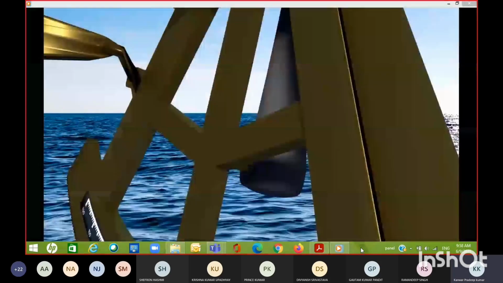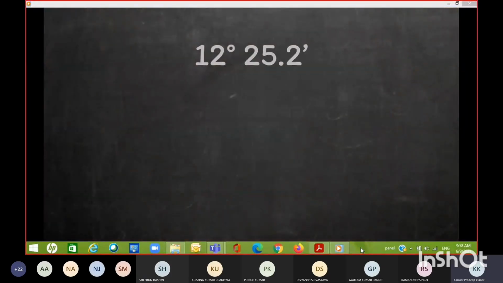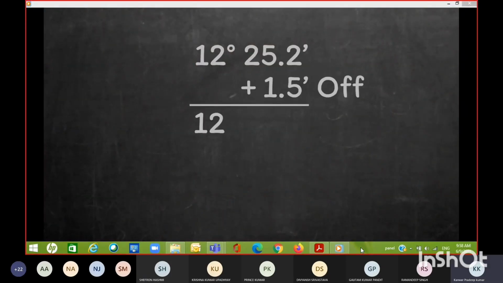For example, say you measure a body's altitude at 12 degrees 25.2 minutes, and you have an index error of 1.5 minutes off the arc. You need to add those 1.5 minutes to your measurement. Your altitude then becomes 12 degrees 26.7 minutes. Likewise, if your error was on the arc instead, you just subtract it from your measured altitude.